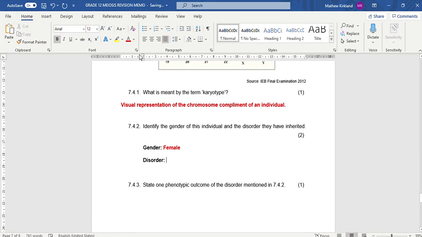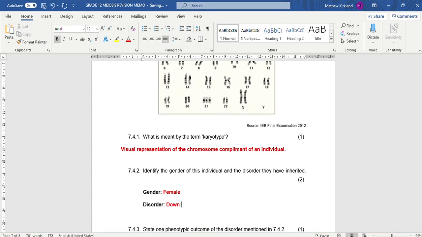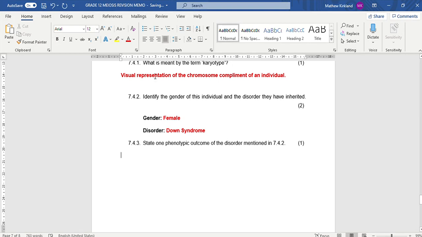And what is the disorder? Well, there's only two that you need to know about. I haven't given it in case study format. So is it Klinefelter's? No, because it's XX, not XXY. But chromosome 21, there are 3 of them. So we know that therefore is Down syndrome. Hope you managed to remember that.